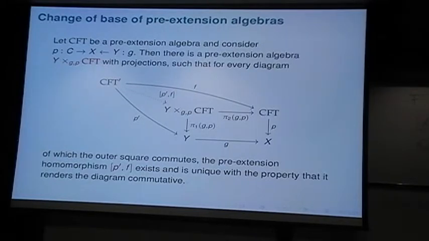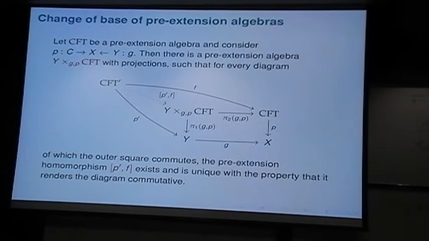If you assume that you have the pre-extension algebra CFT, and you have this morphism down to X, and the object Y with the morphism into X, then you can pull back the whole structure. And the universal property is that whenever you have a morphism F from the CFT prime to CFT, and the morphism down to Y, such that the diagram commutes, there's a unique pre-extension homomorphism mapping into the change of base of that thing. Okay, so that's the change of base.